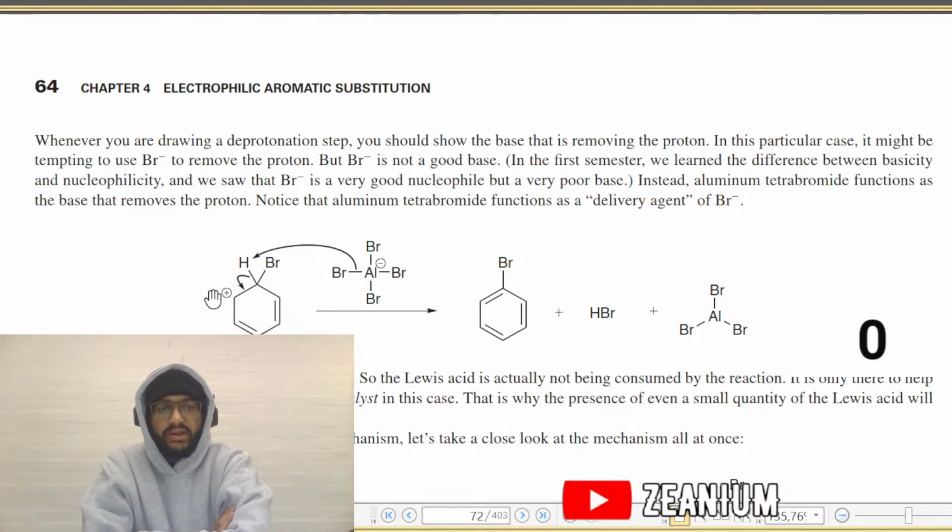In this particular case, it might be tempting to use bromide to remove the proton. But bromide is not a good base. The first semester, we learned the difference between basicity and nucleophilicity, and we saw that bromide is a very good nucleophile, but a very poor base. Instead, aluminum tetrabromide functioned as the base that removes the proton.